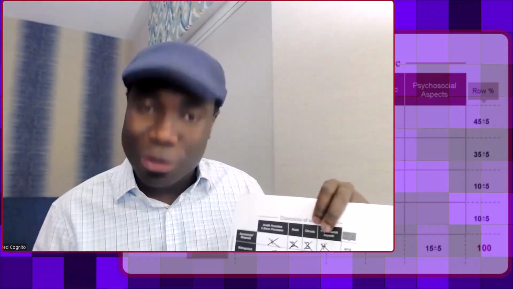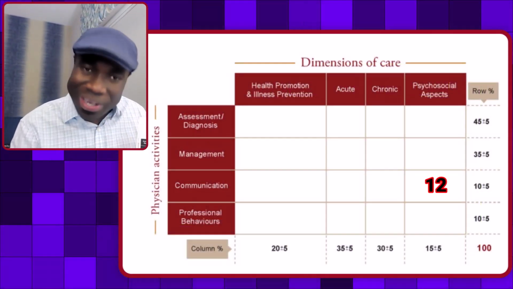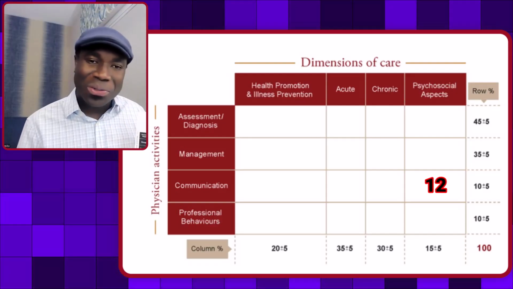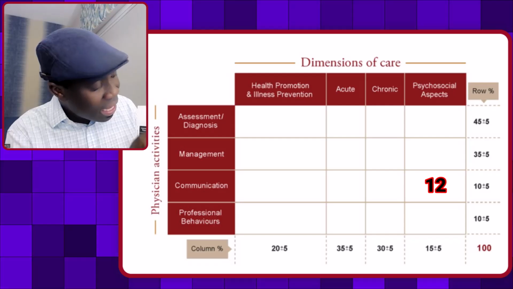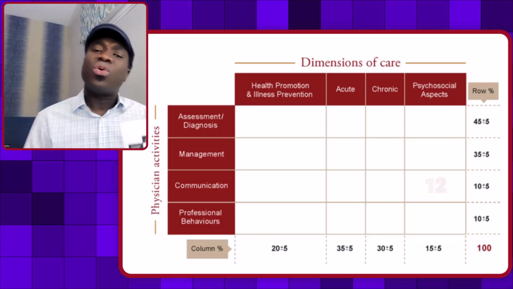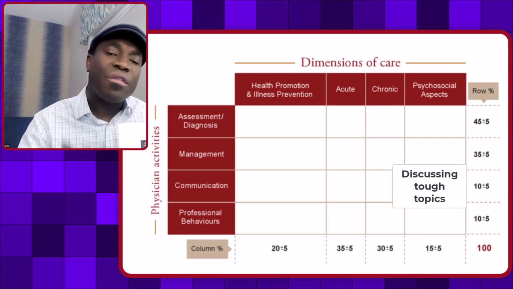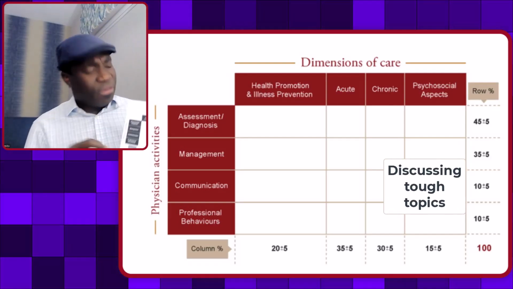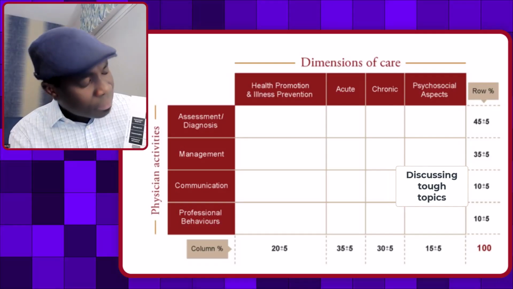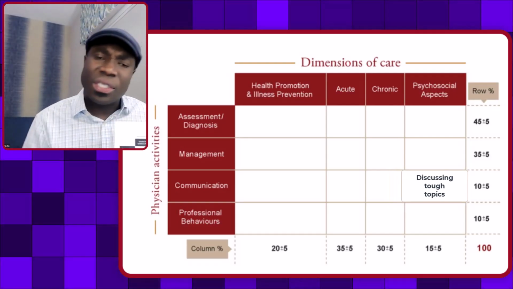Now let's go to box 12. I'm really enjoying this. So box 12 is a merge between communication and psychosocial aspects. I call it discussing tough topics. From the distribution, I'm expecting about 3 to 4 questions.